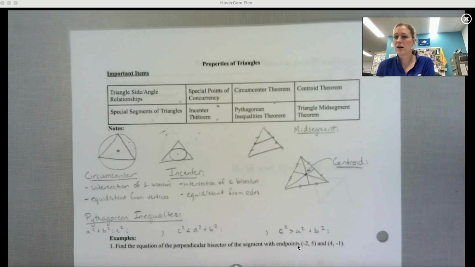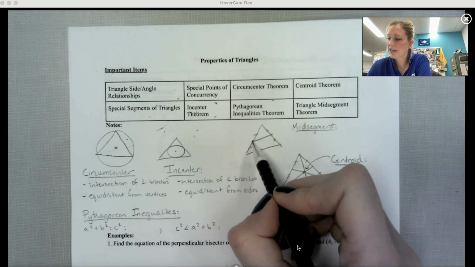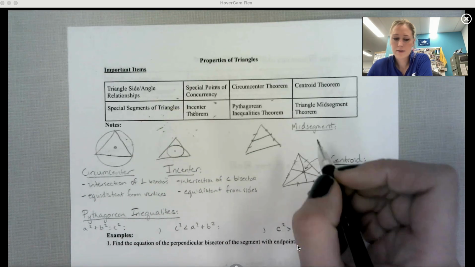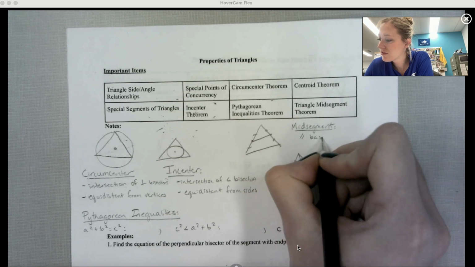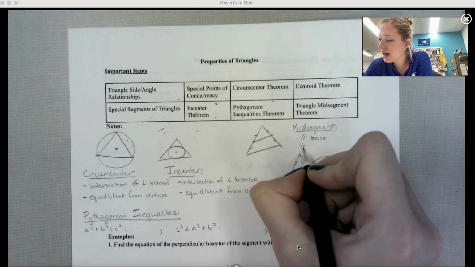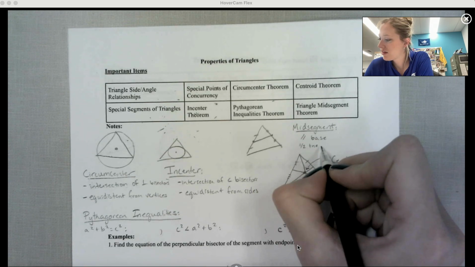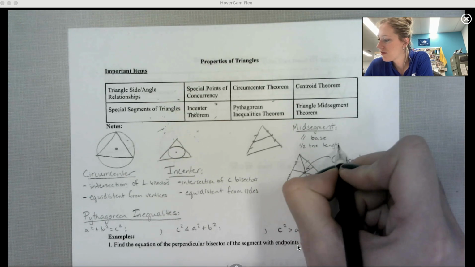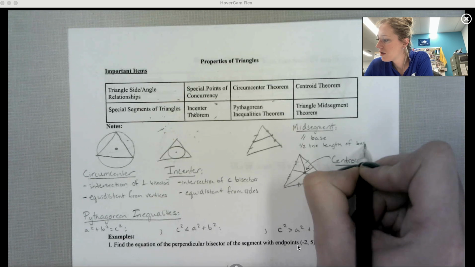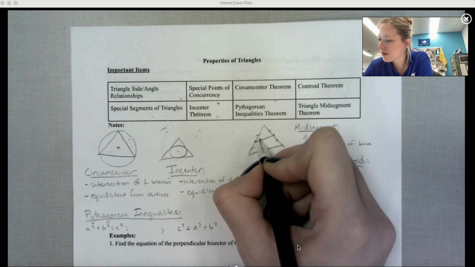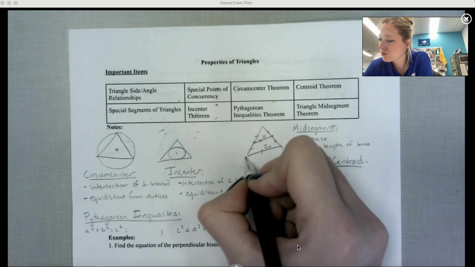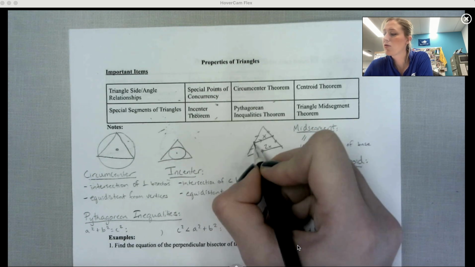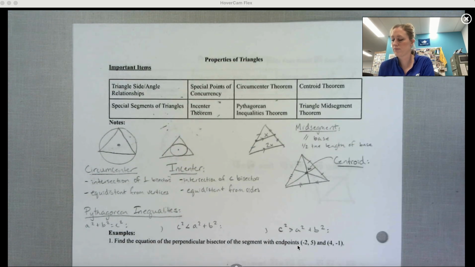The midsegment of a triangle is just connecting two midpoints. It has two properties. It is parallel to the base and half its length. So these are parallel, and if this is x, this is 2x. So this base is double the midsegment, or the midsegment is half the base.